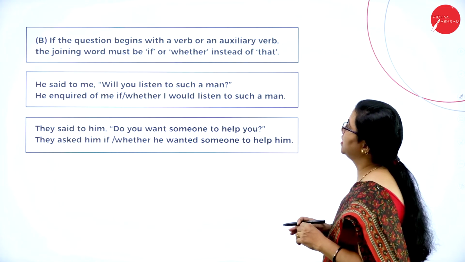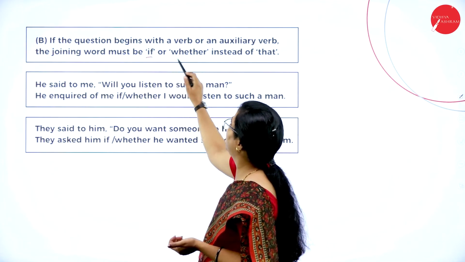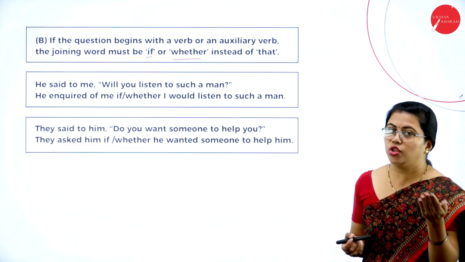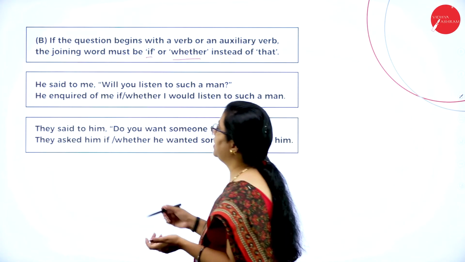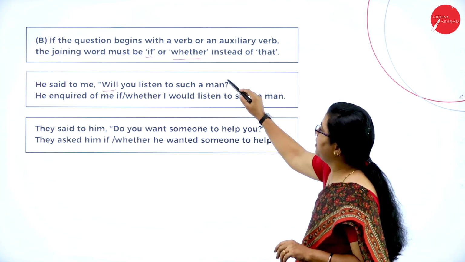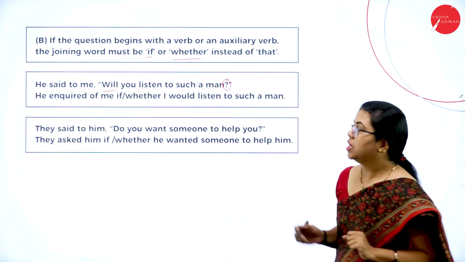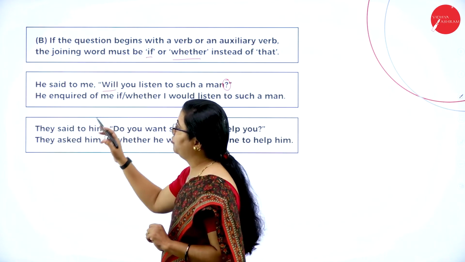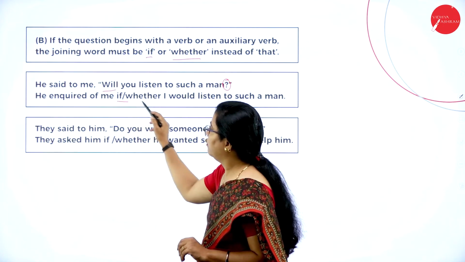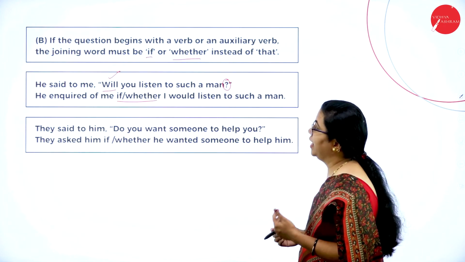If the question begins with a verb or an auxiliary verb, the joining word must be if or whether. Means you are not writing that. Instead of that, you are doing this. So, for example, he said to me, will you, this is an auxiliary verb, will you listen to such a man? There is a question mark. It is a question which begins with an auxiliary verb. So how do you do it here? He inquired of me or he asked me, that is also fine. He inquired of me if or whether, anything is fine. Fine. So will is replaced by this, whether I would listen.